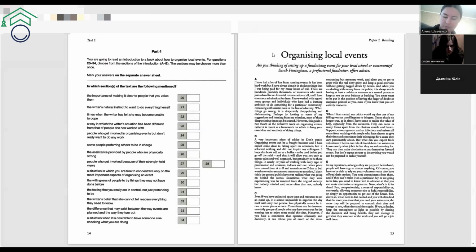Maybe committees can be tiresome, and largely groups of people who may have come out for the evening just to enjoy some social chit chat. Yeah, you're absolutely right. So they don't want to work actually, but they want to have some kind of communication, some kind of social life, right? Good. Then look at number 29, a situation in which you are free to concentrate only on the most important aspects of organizing an event.